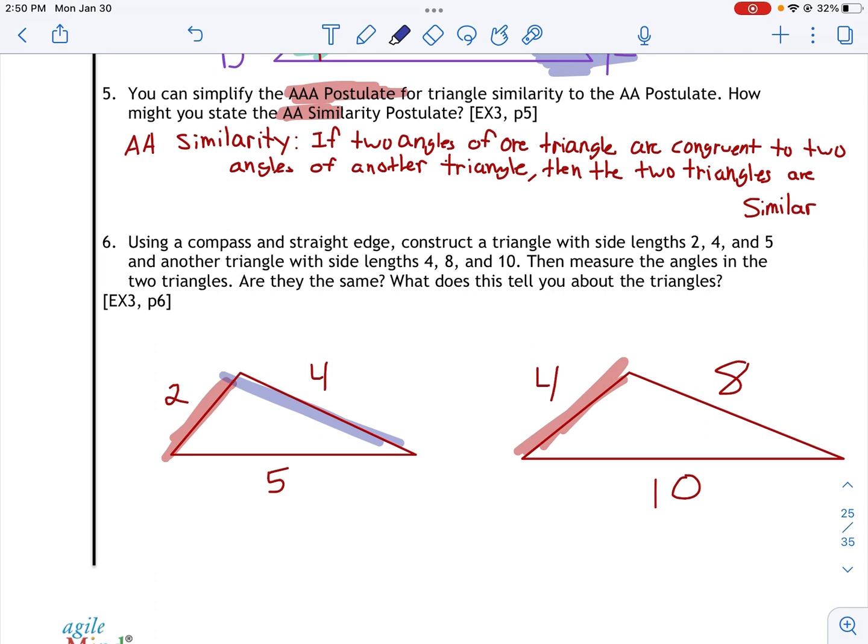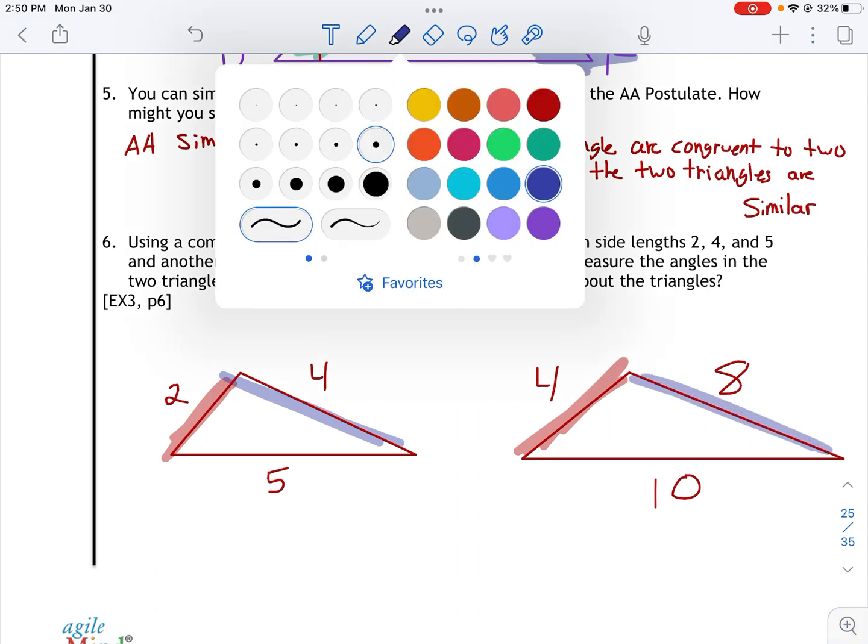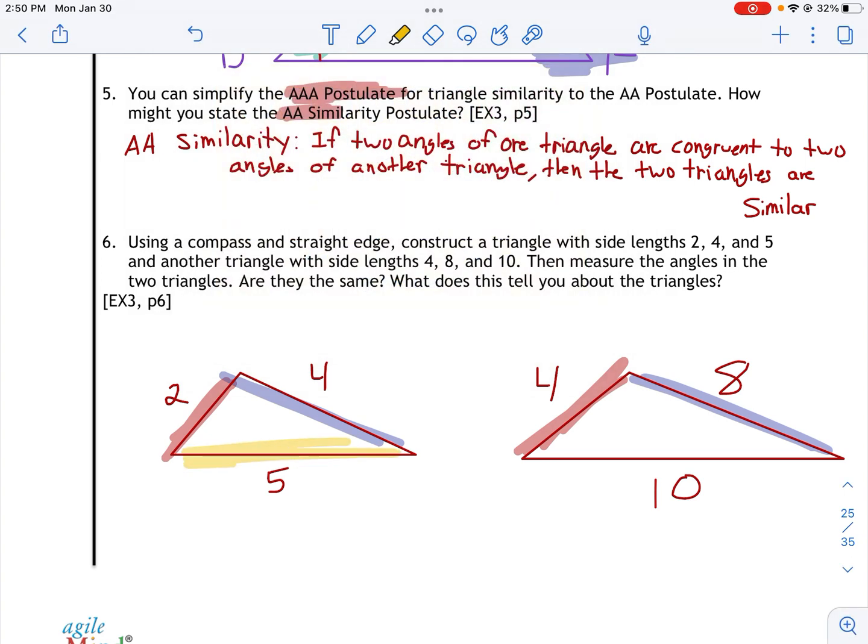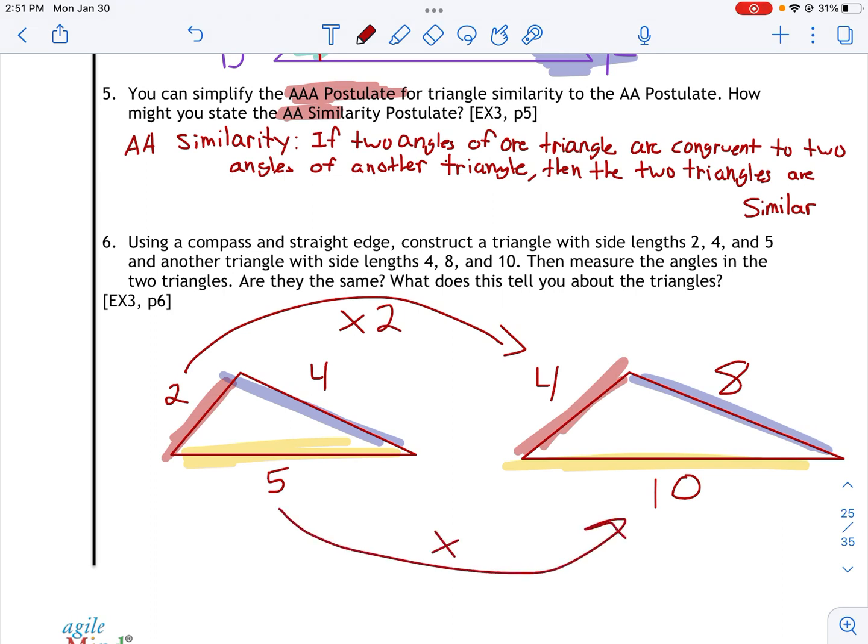Looking at this, this side matches with this side. So the 2 and the 4 match up. The 4 and the 8 match up. And let's use yellow: the 5 and the 10 match up. If you notice, 2 to 4 is multiplying by 2, 5 to 10 is multiplying by 2, and 4 to 8 is multiplying by 2. All of these have the same scale factor, which is times 2.